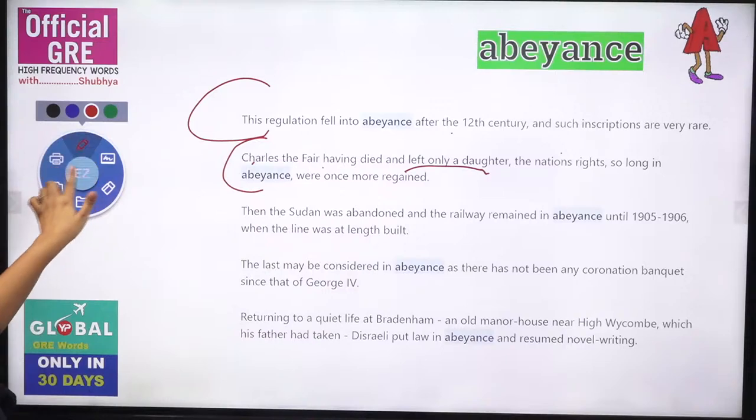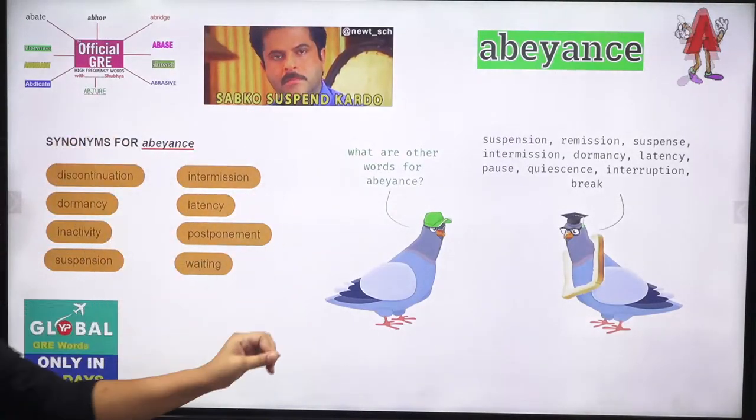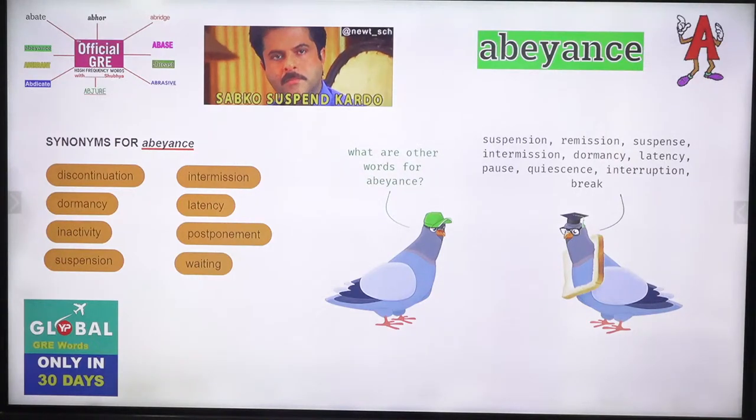So abeyance ka matlab kya aa jata hai, jab aap kisi cheez ko pause par, interval par, break par rakhte ho, that is termed as abeyance, right?